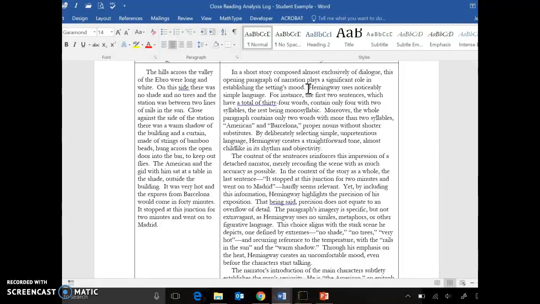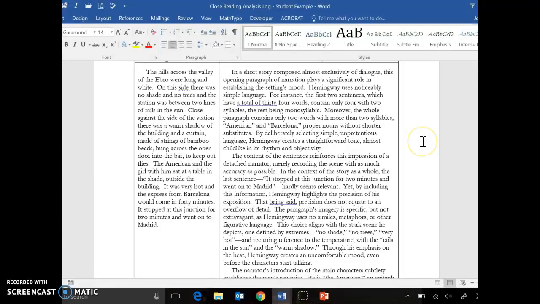Right off the bat identifying the why and then following up with the how and explaining how the devices support the why. "So Hemingway uses noticeably simple language. For instance, the first two sentences, which have a total of 34 words, contain only four with two syllables, the rest being monosyllabic. Moreover, the whole paragraph contains only two words with more than two syllables, American and Barcelona, proper nouns without shorter substitutes."